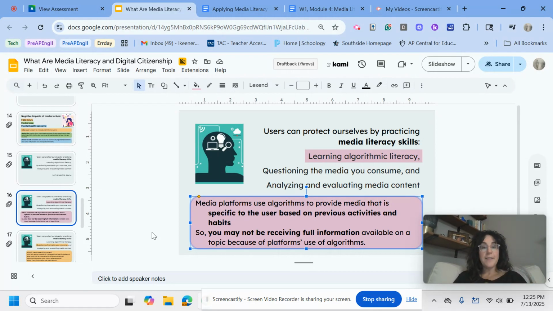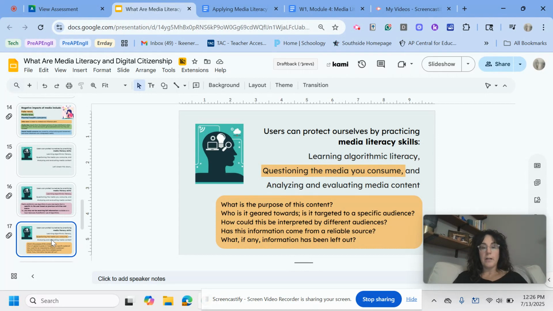So you may not be receiving full information available about a topic because a platform is using algorithms to show you information that the platform knows you're interested in. So it would give you a more biased perspective of that information rather than a more full picture of it. So algorithmic literacy is very important to know, being able to think critically about our algorithms.